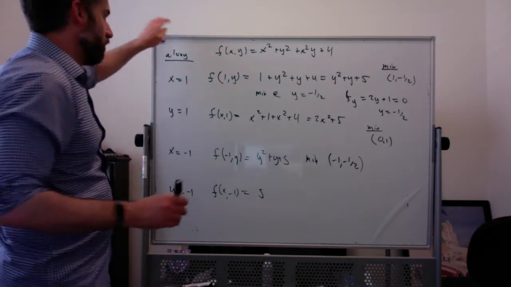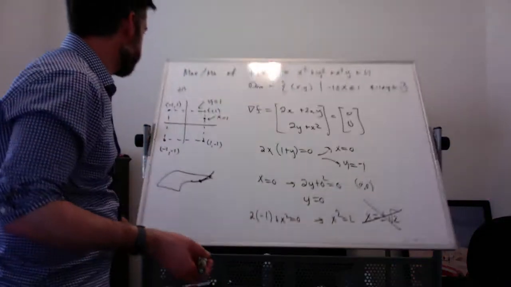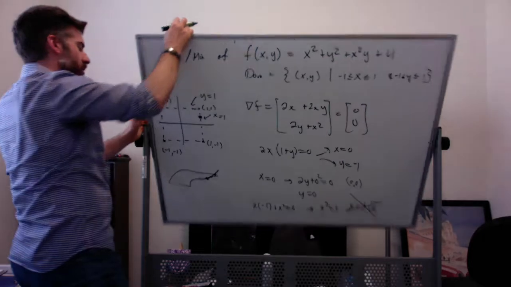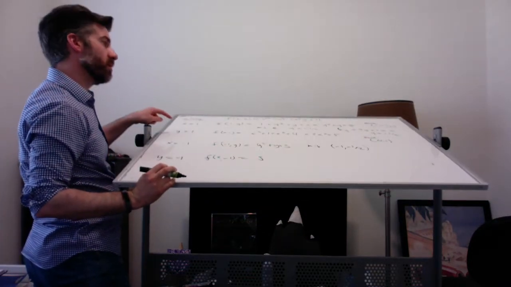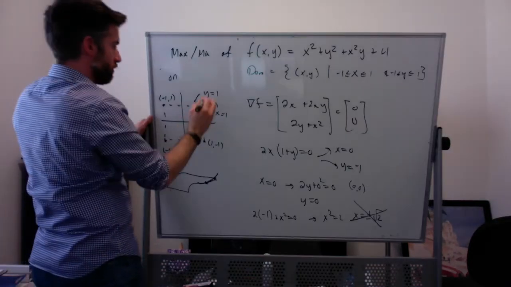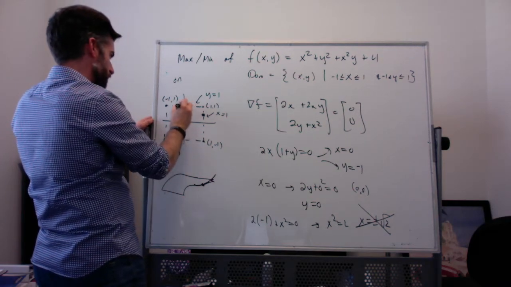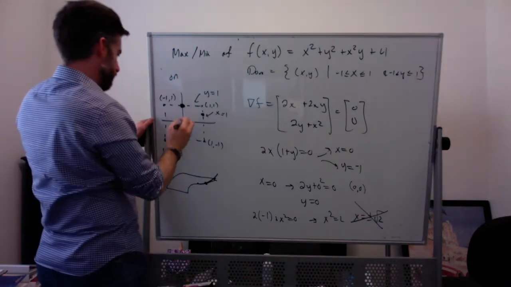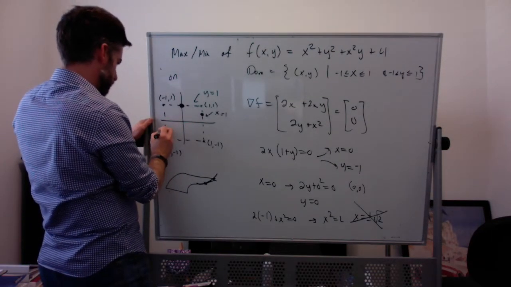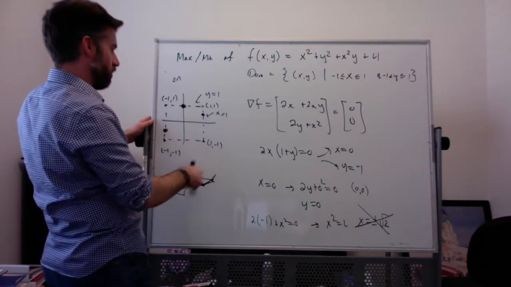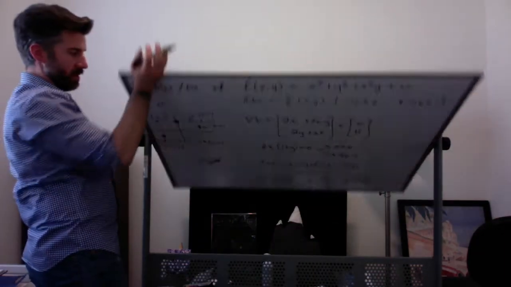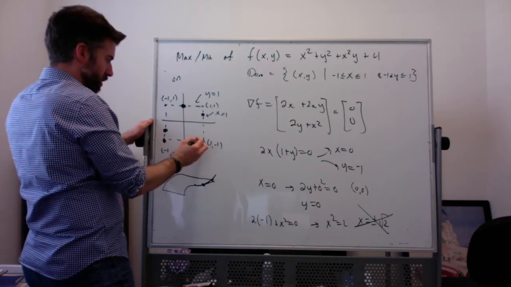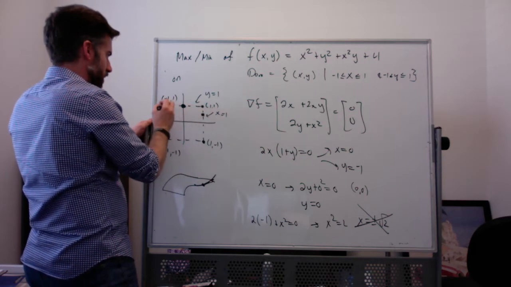So basically, here's what we found. We found a point here at 1 comma 1 half, a point at 0, 1, a point at negative 1 half, and for y equal negative 1, we didn't find anything, so it's constant. So we look at those points. We also look at the corners, because the corners can be where you have maxes or mins as well.